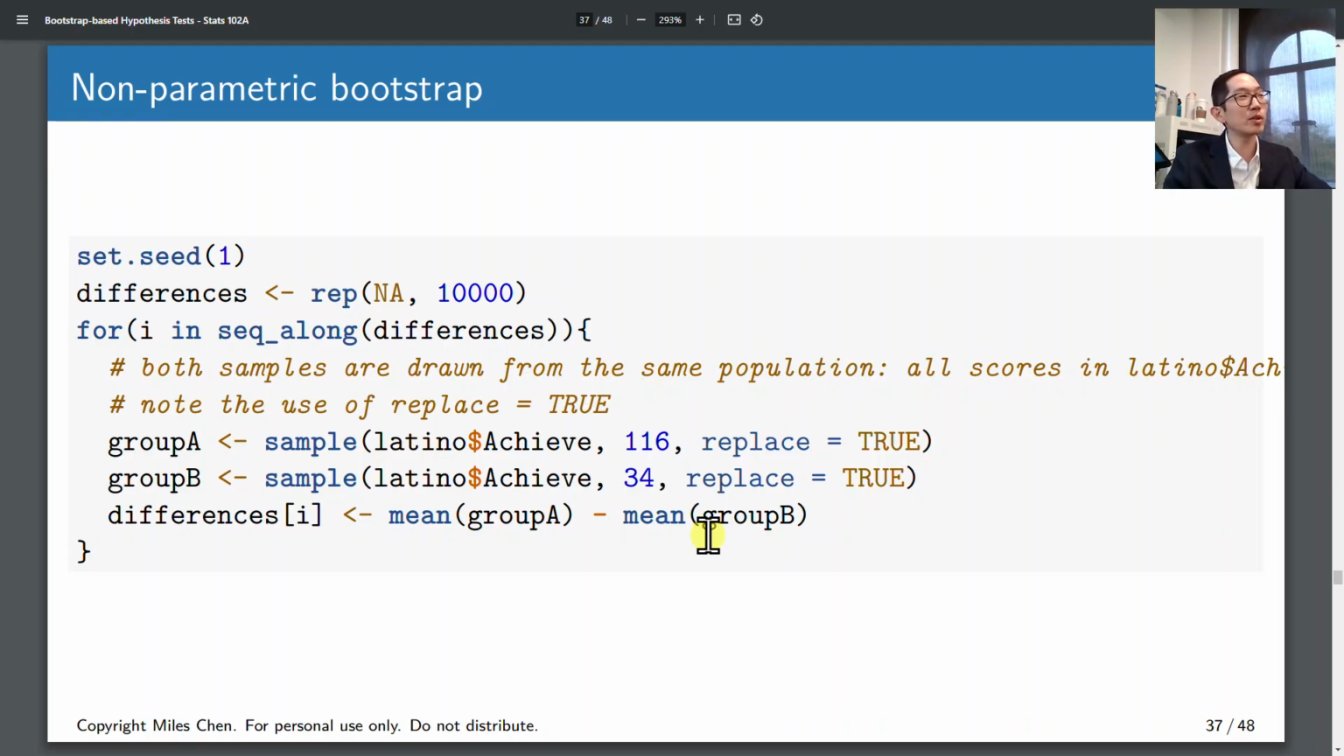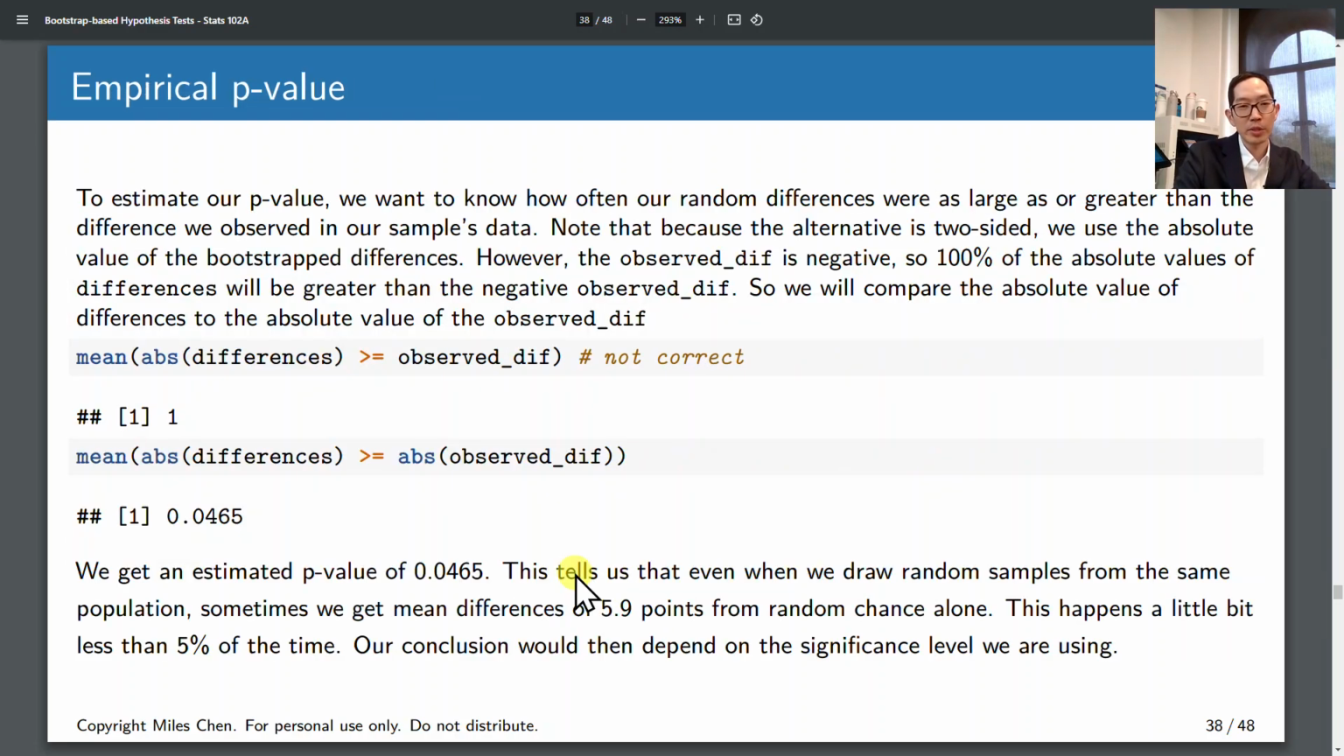Sometimes group A has a mean that's higher than group B. Sometimes group B has a mean that's higher than group A. Sometimes the difference is bigger than 5.9. Sometimes it's less than 5.9. We want to see what kind of differences we can get. And so we do this. Again, my observed difference was negative 5.9, and I want to see how often we get things that are more extreme than my observed difference.